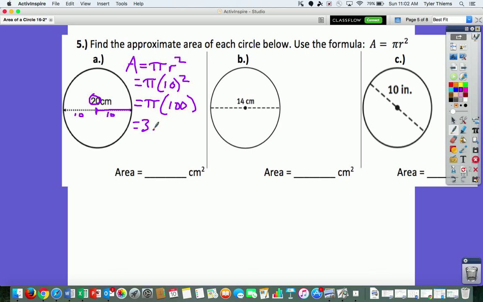Some people like to write 3.14 down. You can if you want. You don't have to. But if you put that into your calculator, that'll be 3.14 times 100, and that would give you your answer of 314 centimeters squared for 5A. Press pause on your own, and I want you to do B and C using that formula and using the radius of those circles. Press pause and do B and C.